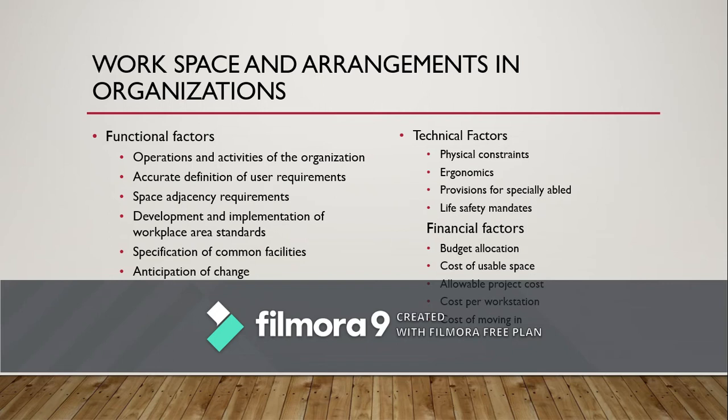Next one is financial factors. Under financial factors comes budget allocation: how much budget the organization has kept for arranging the office or the factory. And the cost of usable space. Unusable space, you can give again on lease to other people. So what is the exact cost of usable space, and what is the cost of unusable space? The unusable space you can use as an investment option, where you can sell it or give it on lease. So you have to find out the cost of usable space.